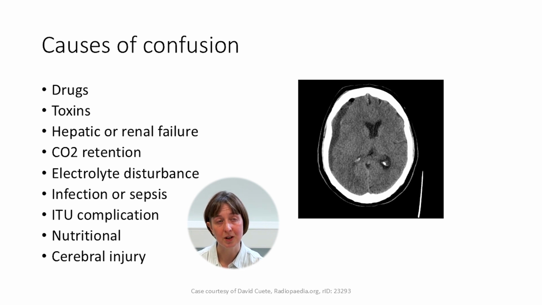Toxins can cause confusion and disorientation. Things like carbon monoxide are well known. Hepatic or renal failure, so accumulation of waste in the body essentially, can make people encephalopathic, drowsy and confused. CO2 retention, so in type 2 respiratory failure, people become drowsy and sometimes quite agitated. If they have a background of COPD, it's quite important to try and get an assessment of their CO2 status. It's usually by an ABG, but that can be tricky if the patient's distressed.